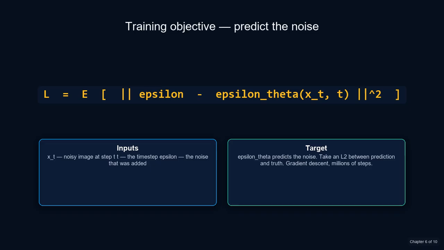The elegant part: instead of predicting the clean image, the network predicts the noise that was added. The loss is a simple L2 between the true noise epsilon and the network's guess. Training is just gradient descent on millions of noise-level samples.